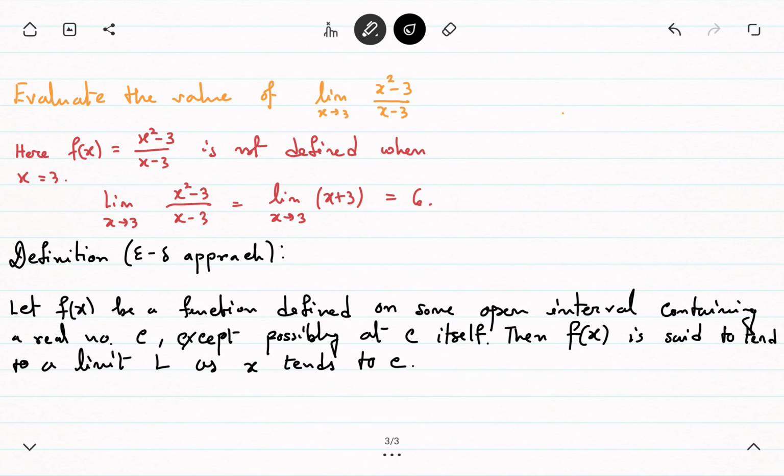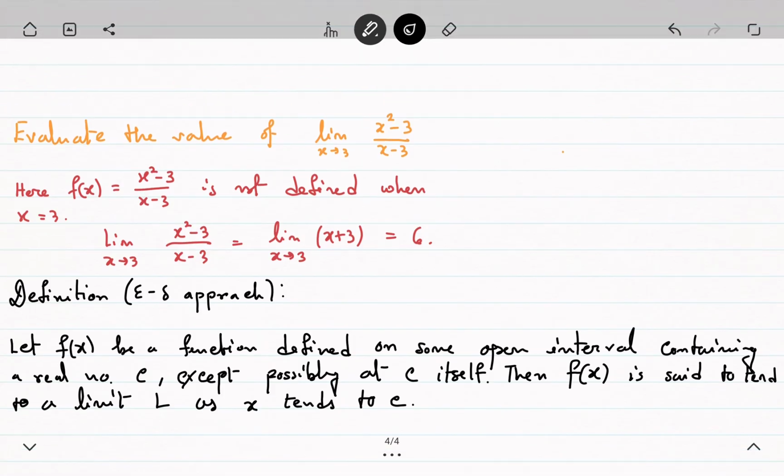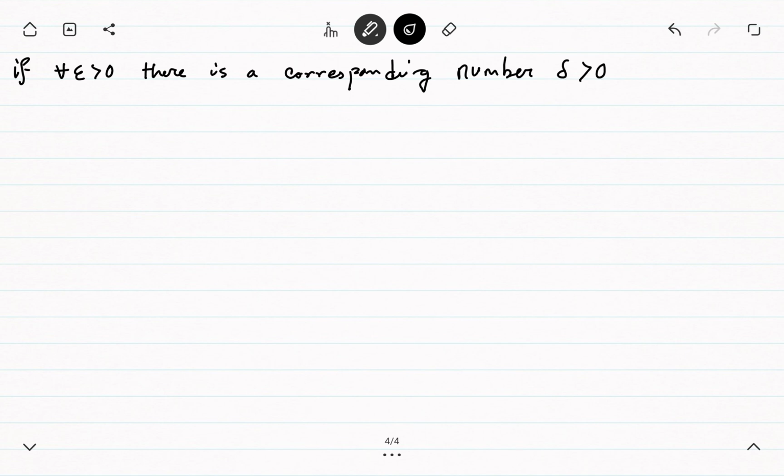If for every epsilon greater than 0, no matter however small it is, arbitrary, there is a corresponding number, say delta, and delta is also positive, which depends on epsilon.